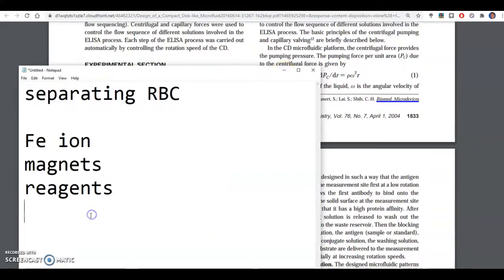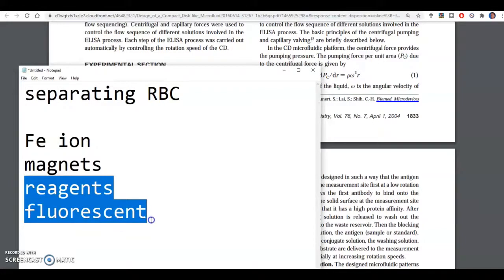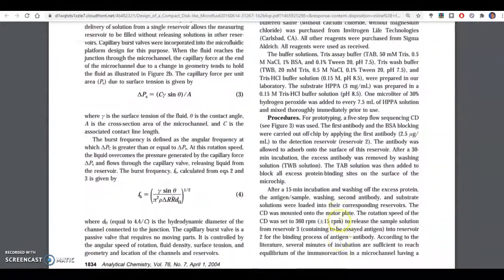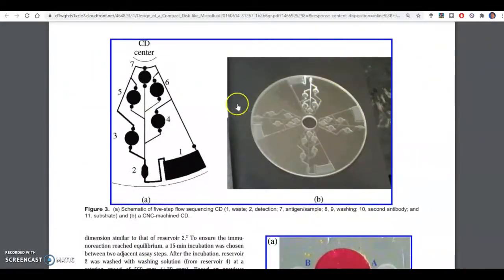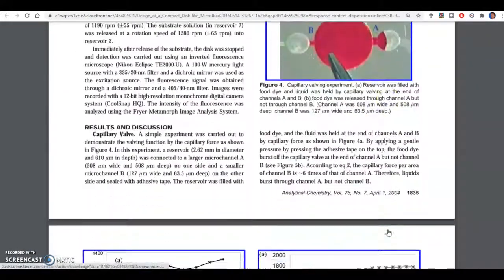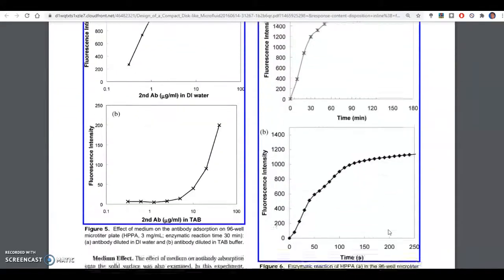Perhaps the easiest is for reagents which have a fluorescent material. Fluorescent means it glows under the microscope. So let's say something is attracted to this reagent, which is fluorescent. By making it fluorescent, you can see it under the microscope. This is the CD, for example, and this paper basically describes what you can do.